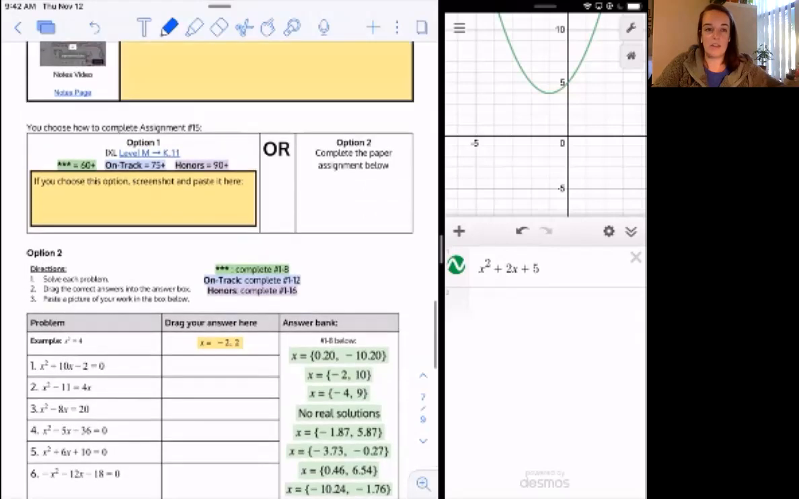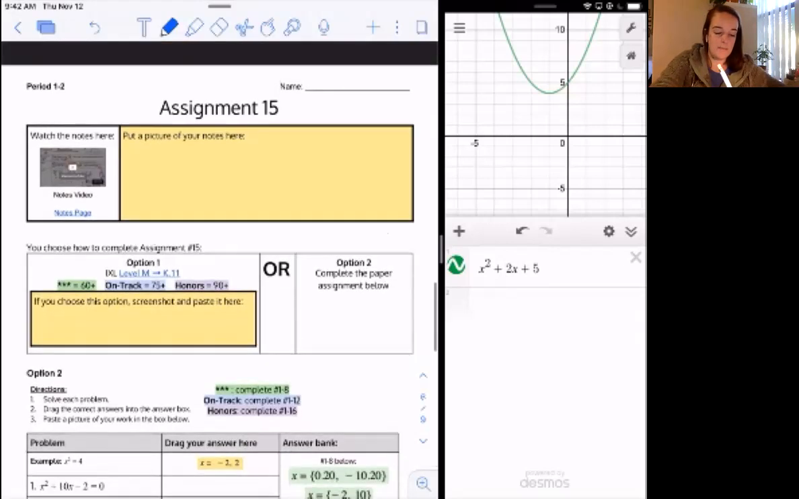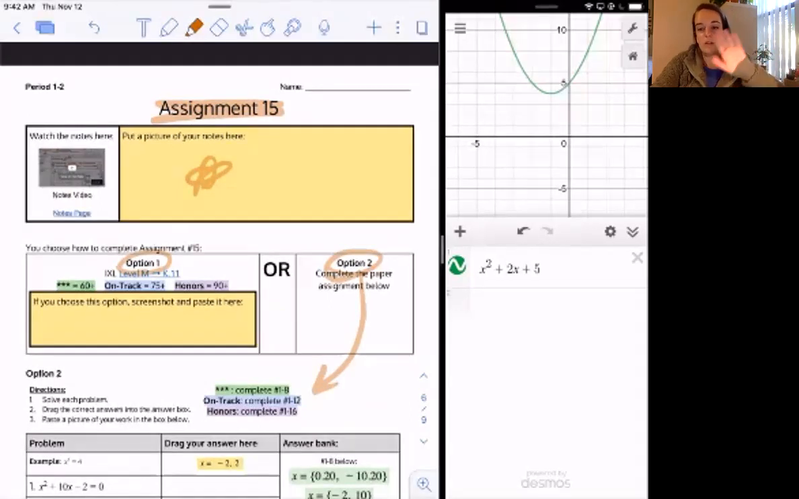You have IXL. So you have your assignment routine. Your notes are going to go here. And then you can either do IXL or the paper option, which starts right here. You're doing option 1 or option 2. Yes, you do numbers 1 or 2.